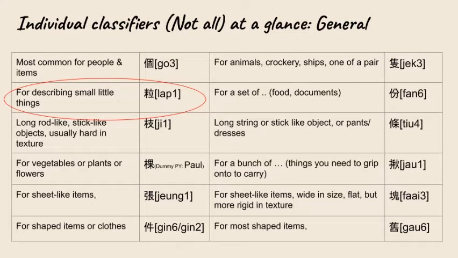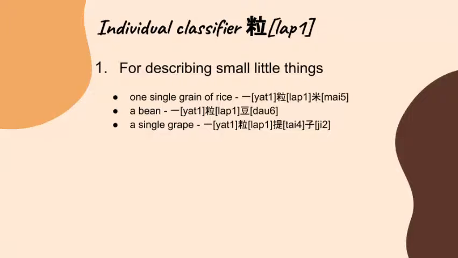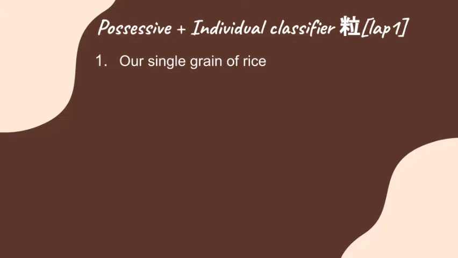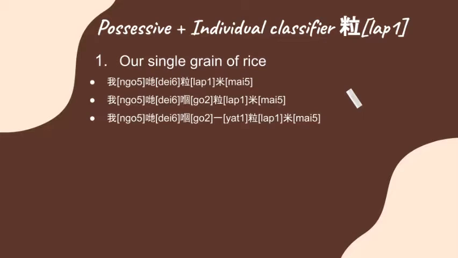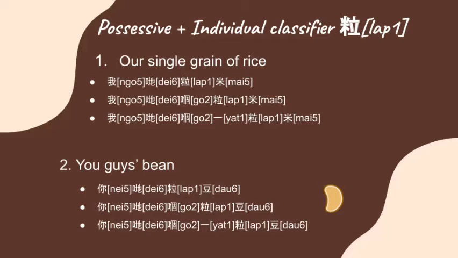Good. So for describing small little things, you can use the classifier 粒. For example, for 1 single grain of rice is 一粒米. And a bean is 一粒豆. A single grape is 一粒提子. Now in possessive form, you can say for our single grain of rice, 我哋粒米. Or 我哋嗰粒米. Or 我哋嗰一粒米. And for you guys, 1 bean, you would say 你哋粒豆. Or 你哋嗰粒豆. Or 你哋嗰一粒豆. Very good.